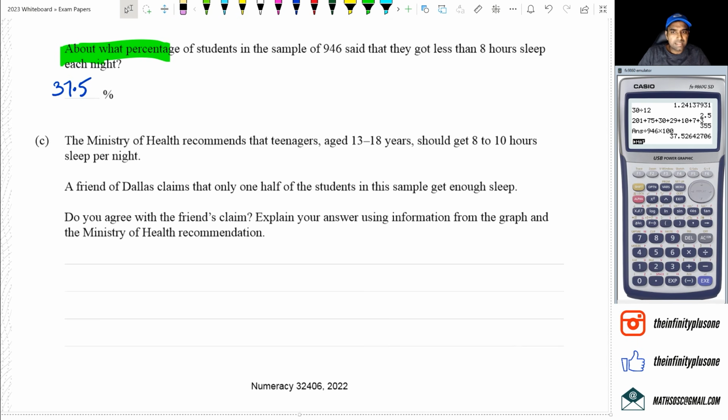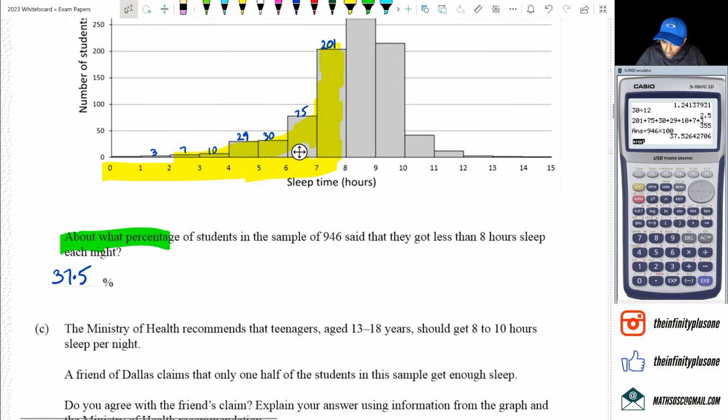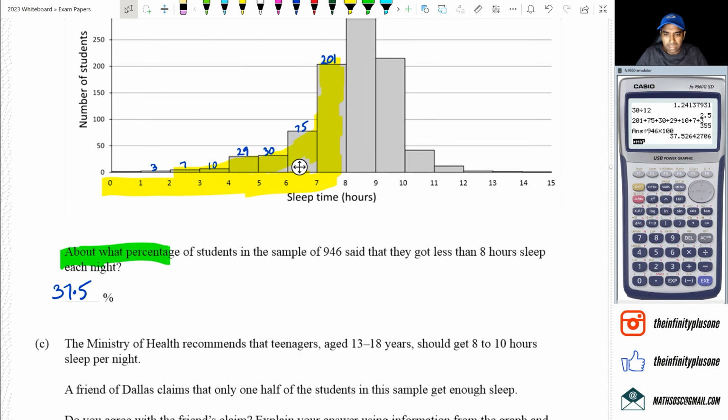We're going to the next question. The next question says: teenagers aged 13 to 18 should get 8 to 10 hours sleep per night. A friend of Dallas claims that only 1/2 of the students in the sample get enough sleep. So we're looking at should get 8 to 10 hours sleep.